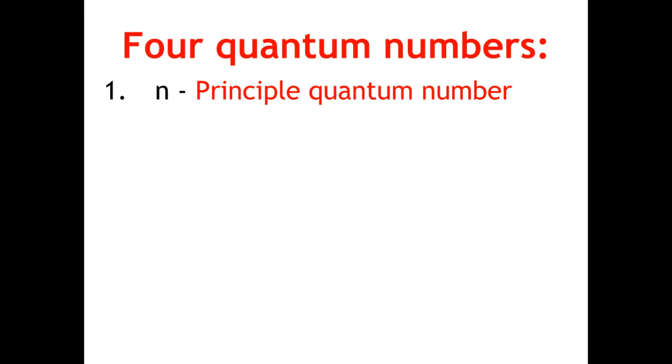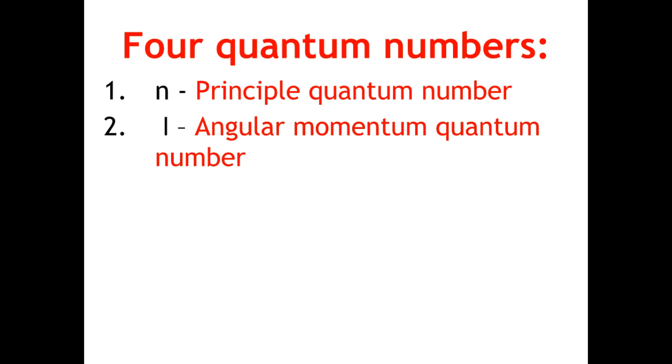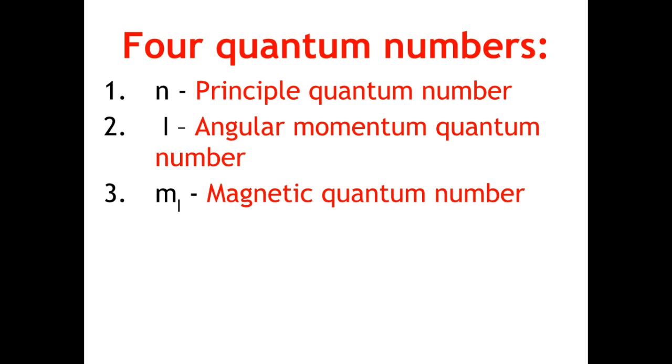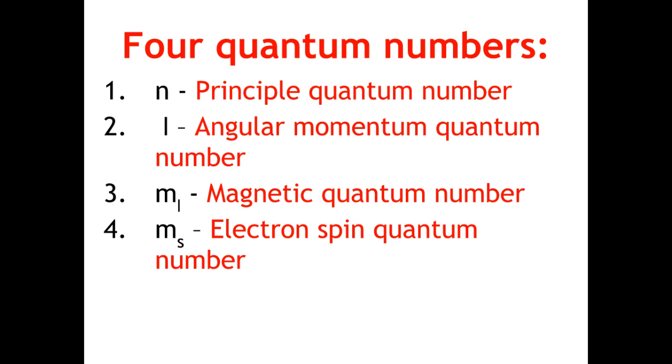What are the 4 quantum numbers? The first one should be familiar. That's the principal quantum number. Its symbol is lowercase n. The second quantum number is the angular momentum quantum number. Its symbol is lowercase l. The third quantum number is the magnetic quantum number. Its symbol is m subscript l, also lowercase. The fourth quantum number is the electron spin quantum number. It is lowercase m subscript s.